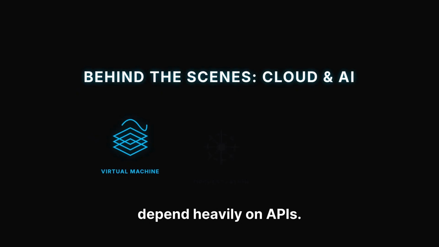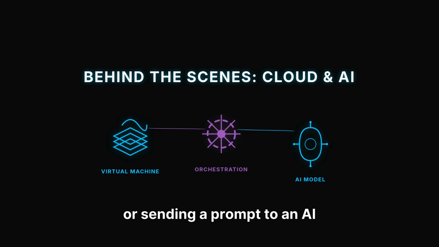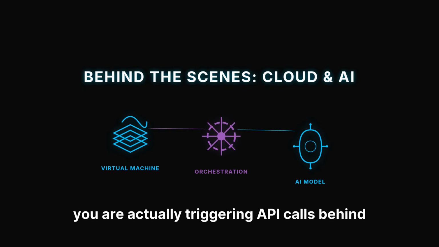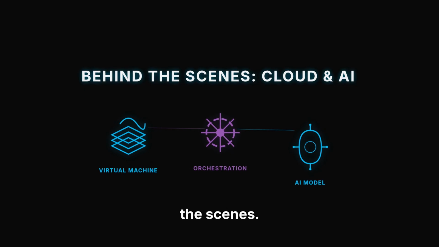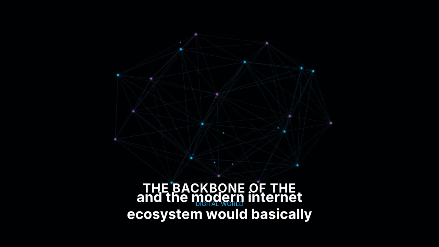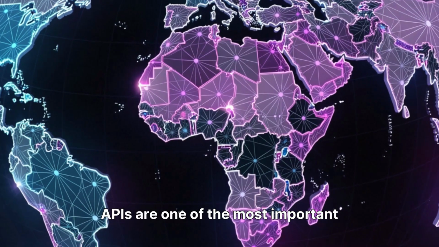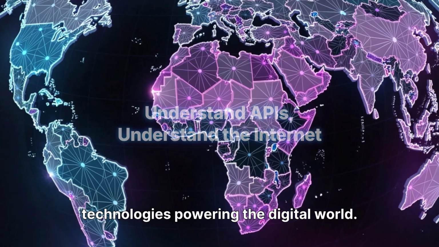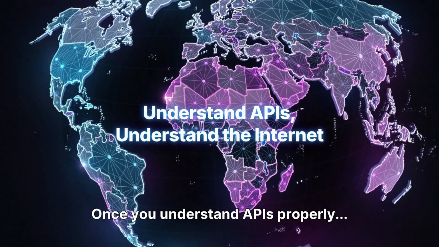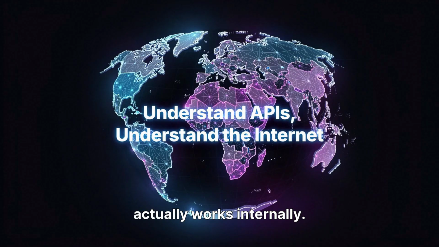Even cloud computing and modern AI applications depend heavily on APIs. Whether you are creating a virtual machine or sending a prompt to an AI model, you are actually triggering API calls behind the scenes. Without APIs, applications would not be able to communicate, services could not integrate, and the modern internet ecosystem would basically stop functioning. APIs are one of the most important technologies powering the digital world. Once you understand APIs properly, you begin understanding how the internet itself actually works internally.